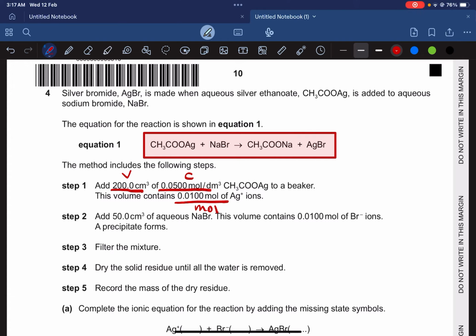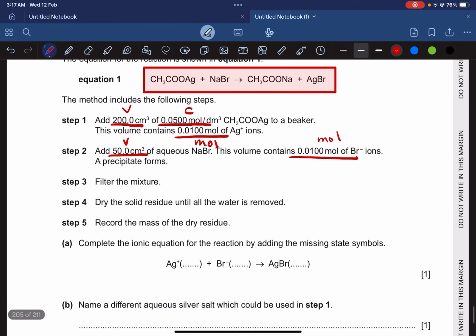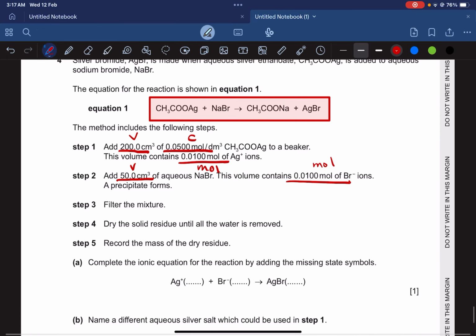Okay, add 50 cm cube, just underline it, that's the volume of NaBr, and these are the moles. Then we filter the mixture, dry the solid residue until all the water is removed, record the mass of the dry residue, and complete the ionic equation for the reaction. Okay, you should know that silver ethanoate. What do you think? Is silver ethanoate soluble?